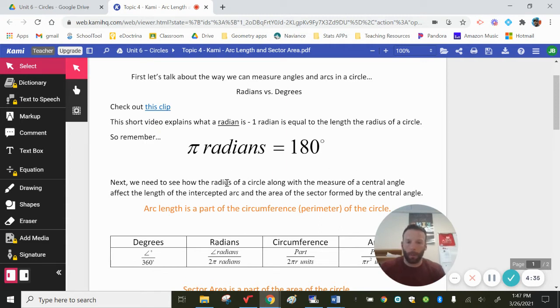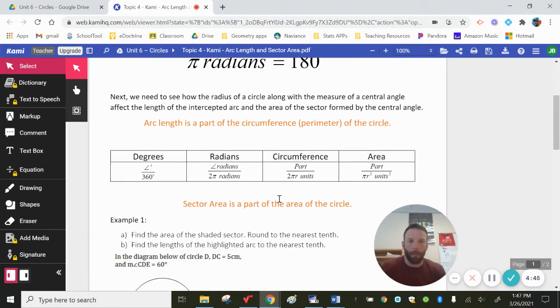So we're looking at the radius of a circle along with the measure of a central angle and how that's going to affect not the measure, but the length of an intercepted arc and the area of the sector formed by the central angle.